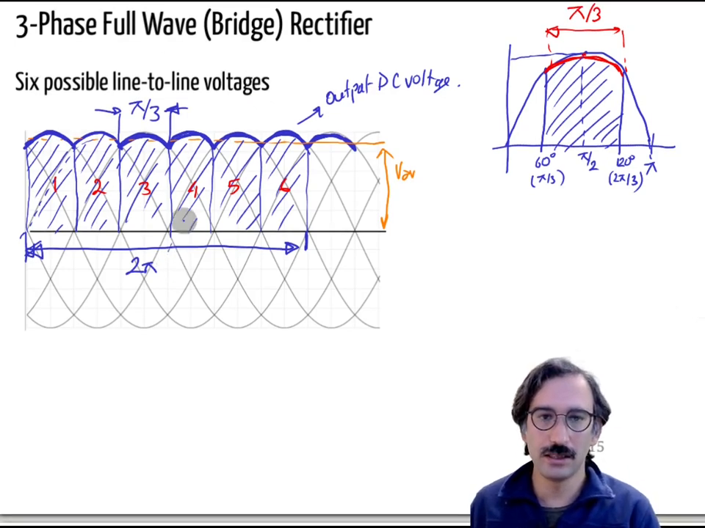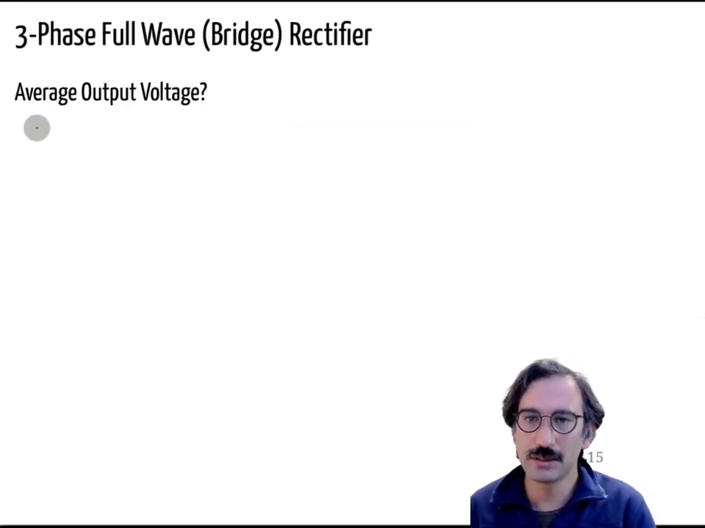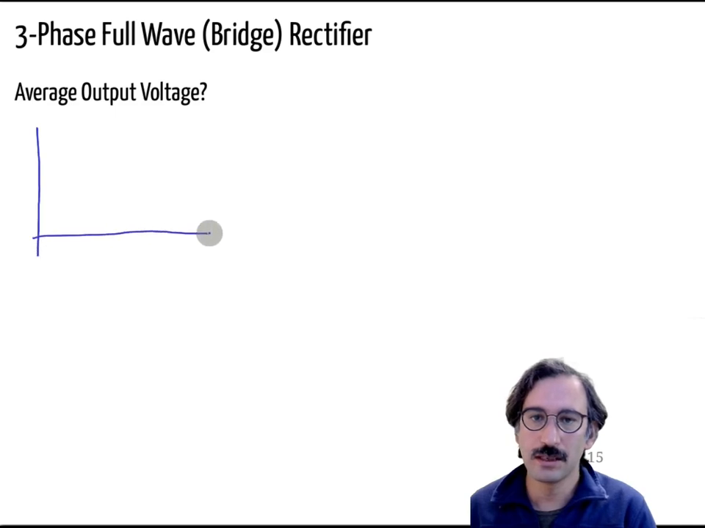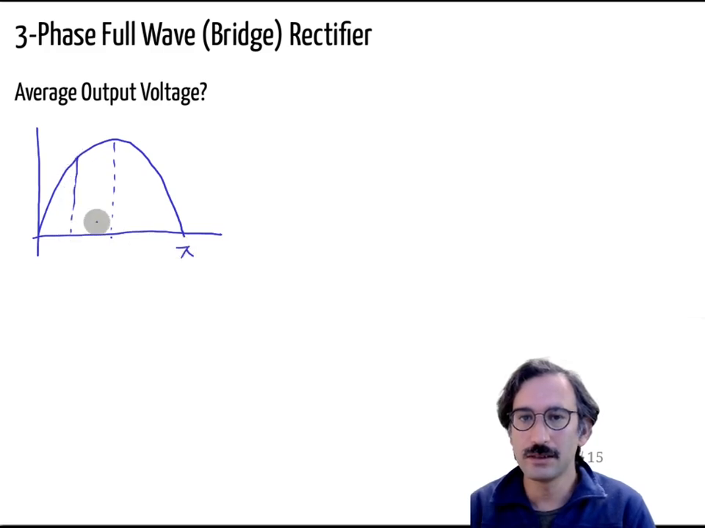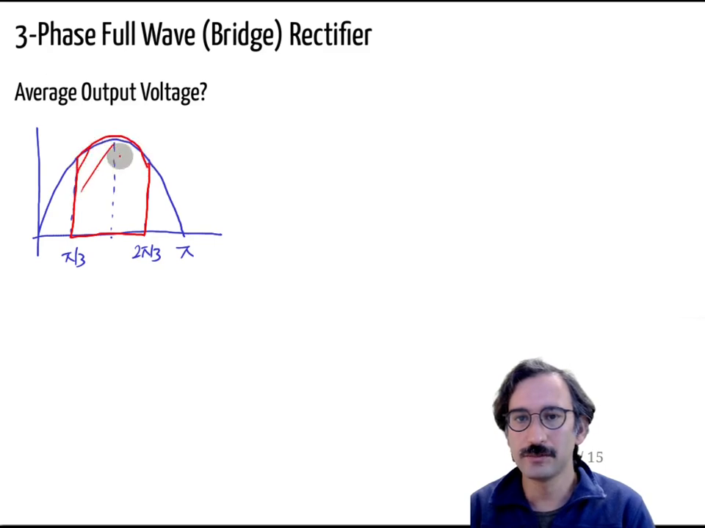So let's try to write those things. Let me do it in a separate slide. Let me draw it again. The problem can be simplified as: you have a symmetry axis here, and you have pi over 3 and 2 pi over 3, from 60 to 120 degrees, and I want to calculate that area, right?